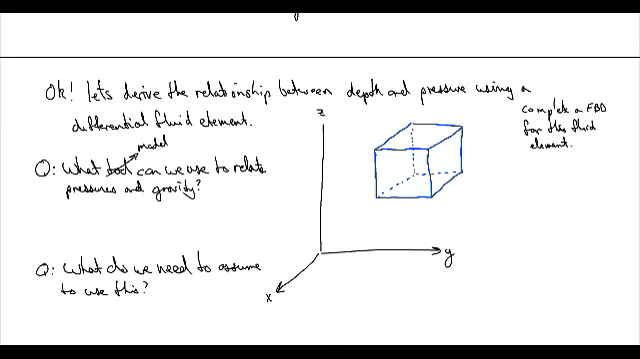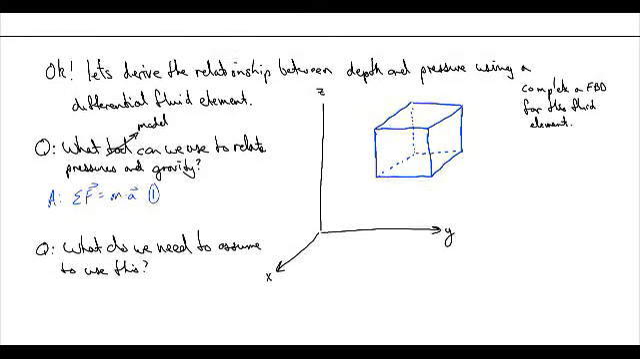What model can we use to relate pressures and gravity? Well, we really only have one model right now, and it's the Swiss Army model of mechanical engineering. We're going to say that our answer to this is the sum of our forces is equal to mass times acceleration. Great. We're going to call this equation 1.